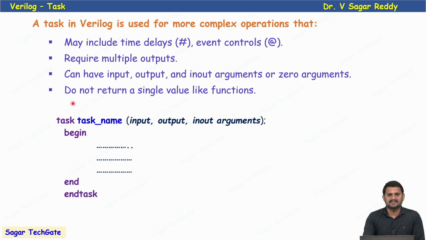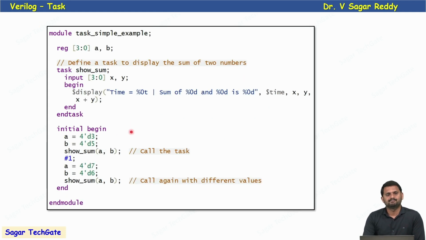This is the task syntax: task name. Whereas in a function, we use function with some return type, because a function can return one single value. But a task won't, so there's no need for any data type here, just a simple task name. It has some input, in-out or output arguments. Then begin and end task. These are the sequential statements. Okay.